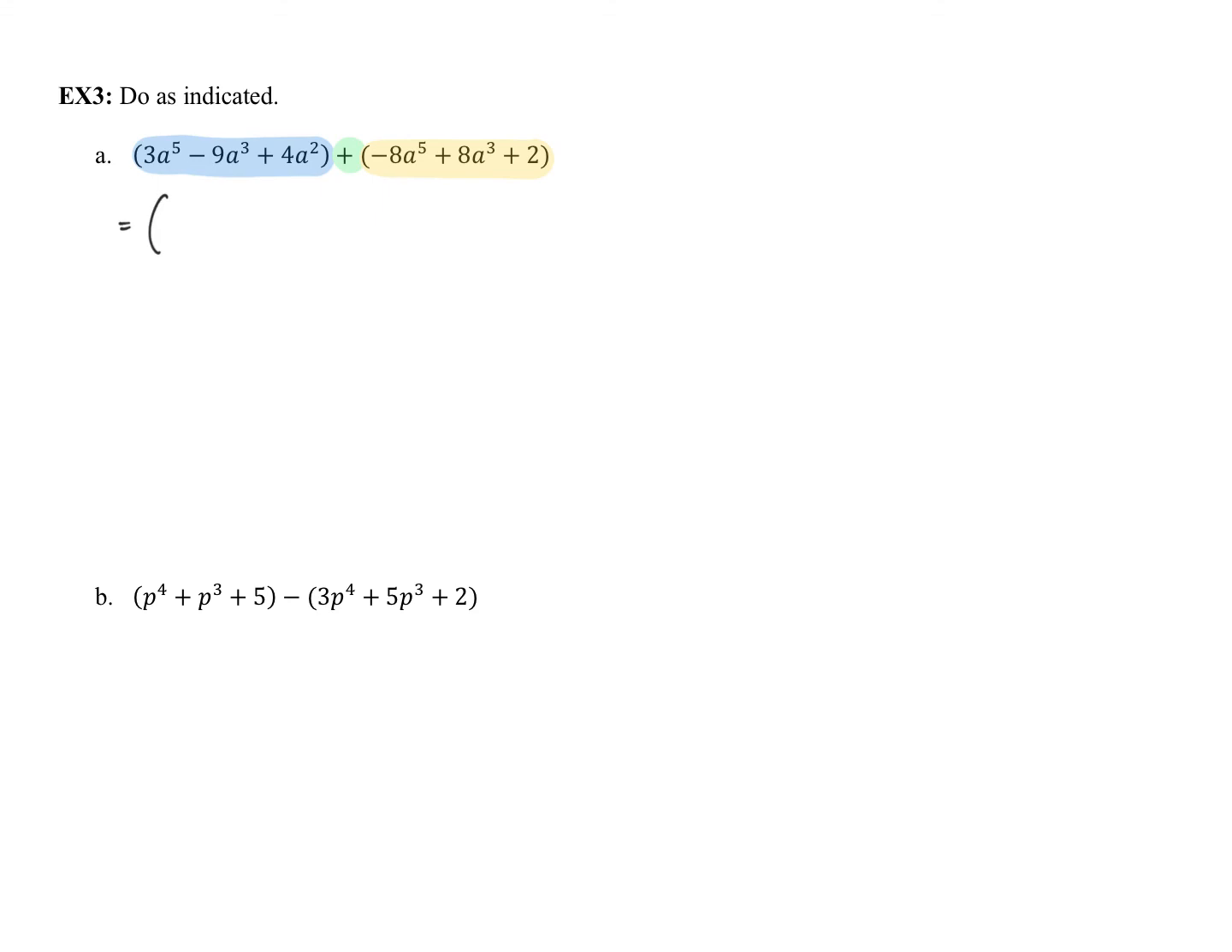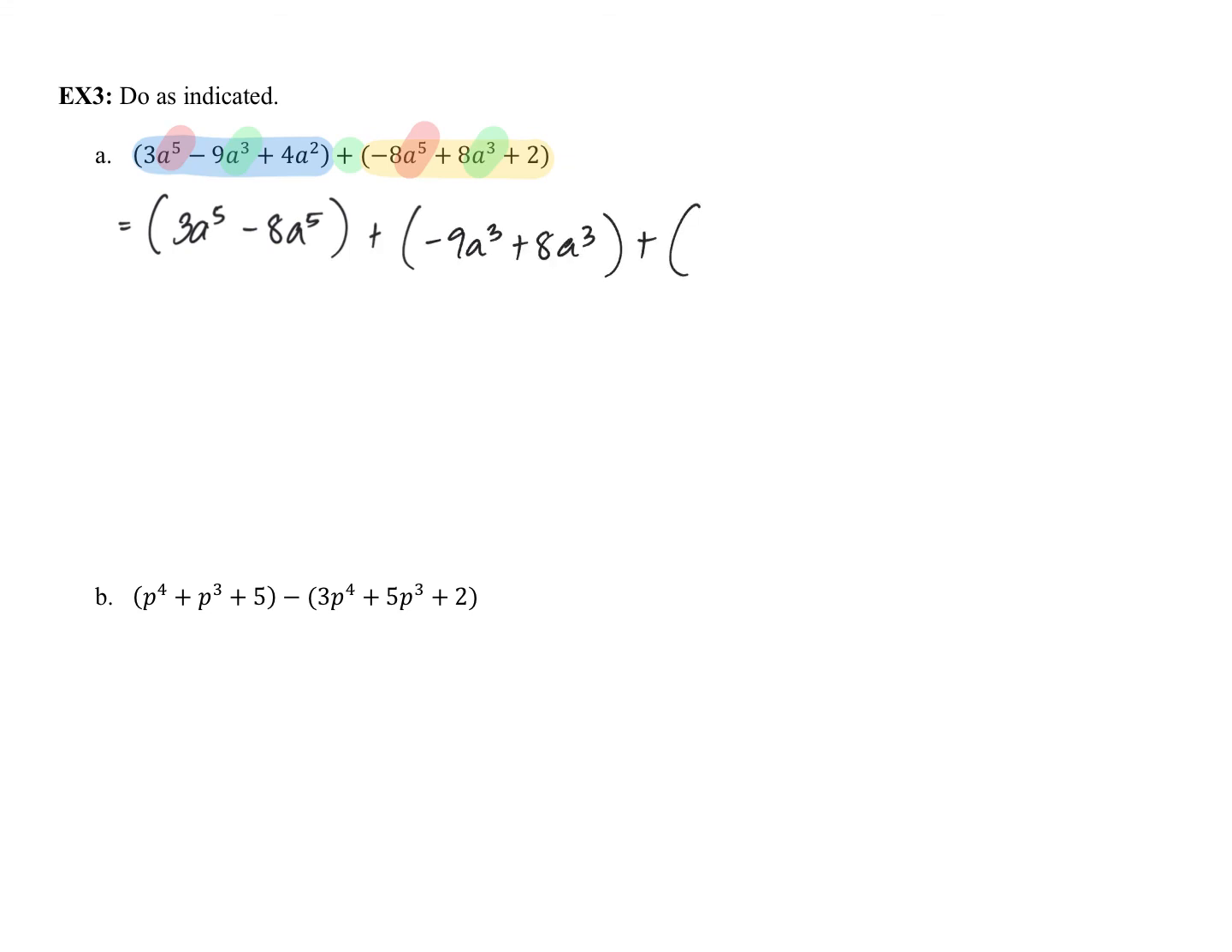We have an a to the 5th and another a to the 5th. So I'm going to go ahead and pair up the a to the 5th values. So 3a to the 5th minus 8a to the 5th. Then I'll pair up the other ones. Let's see, what else do we have? We have a to the 3rd and a to the 3rd. So I have negative 9a to the 3rd plus 8a to the 3rd.